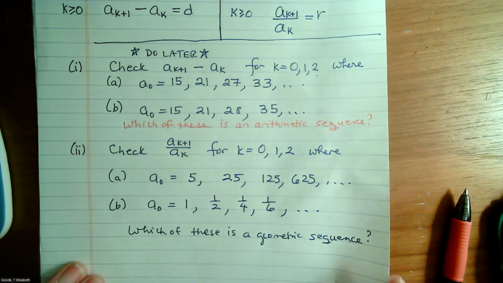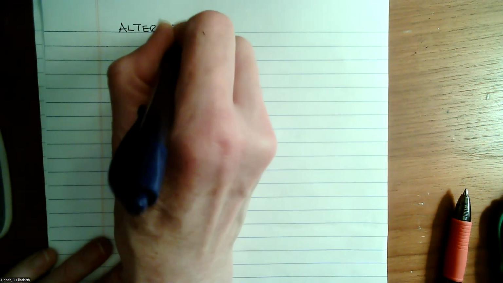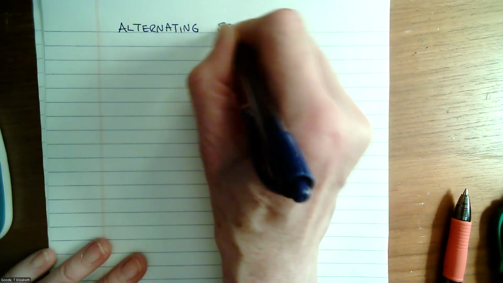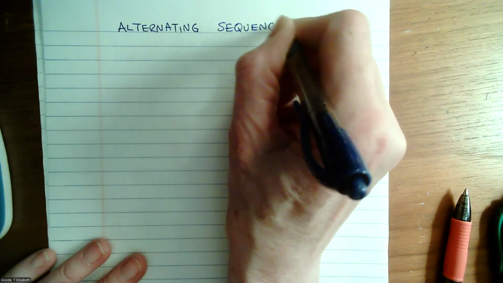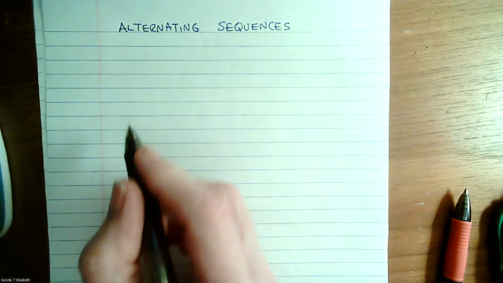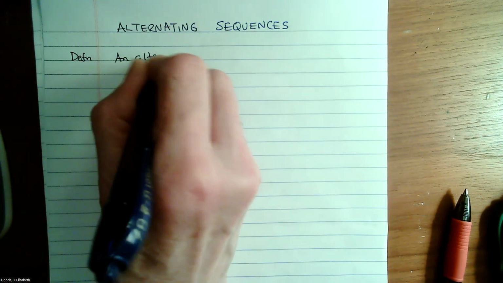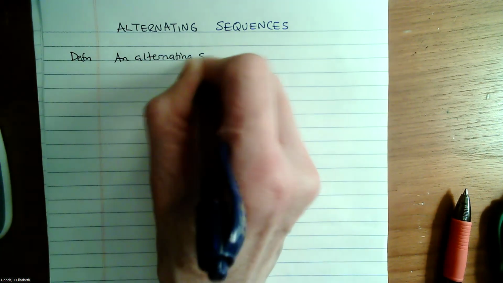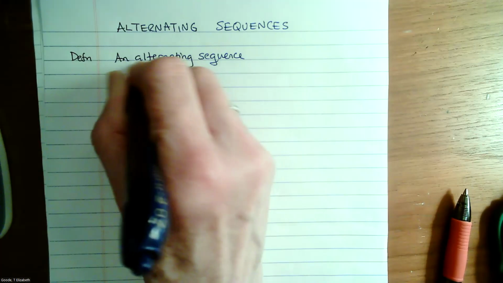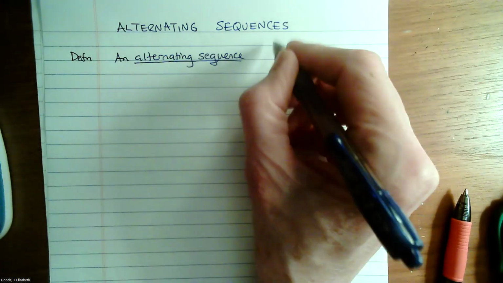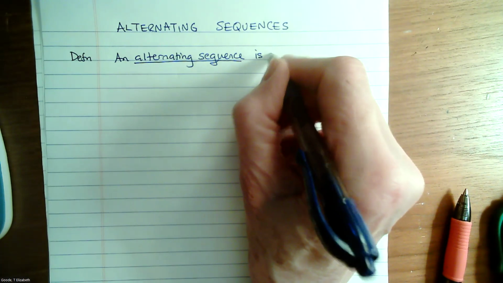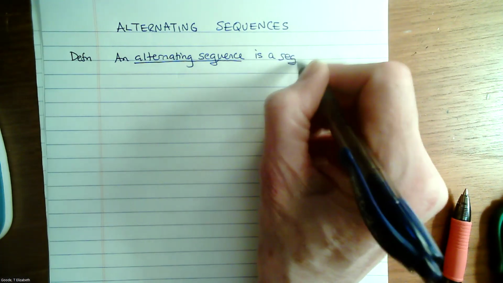So that brings us to the next topic for the evening, which is alternating sequences, because in our Do Now quiz, we did see what's called an alternating sequence, and that's a sequence in which the terms flip their signs. They alternate plus minus, or minus plus minus plus. Here's the definition. An alternating sequence is a sequence in which the terms alternate signs. It's that simple.